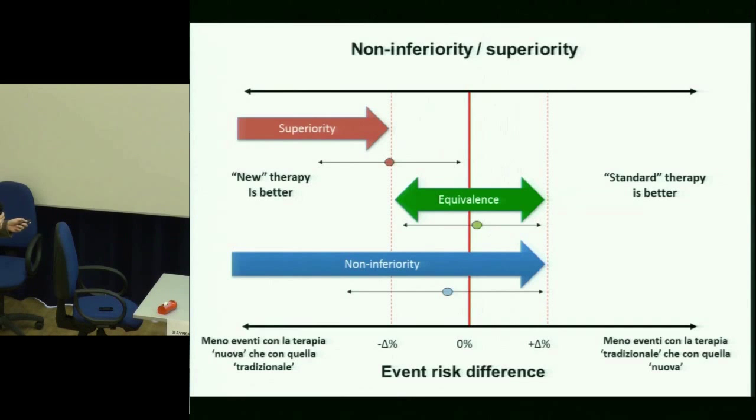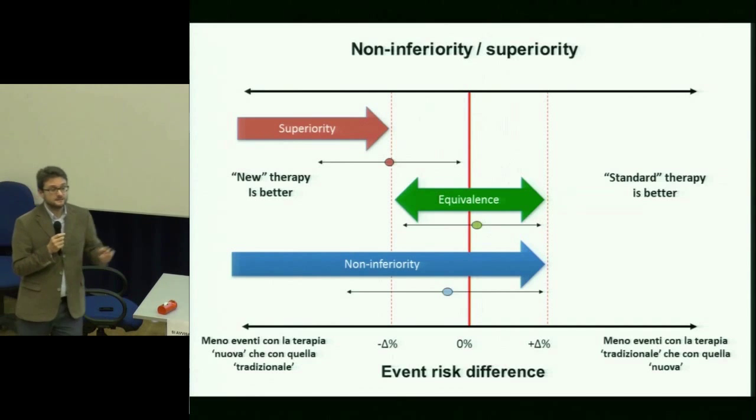Non-inferiority, what does it mean? It's a new intervention in which the upper limit of the confidence interval, usually the 95% confidence interval, is smaller than a delta. So if you assume that it's non-inferior, it's not really equivalent, but it's not beyond this limit. And so from the statistical point of view, not from the clinical point of view, which is the benefit of doing such a different comparison?